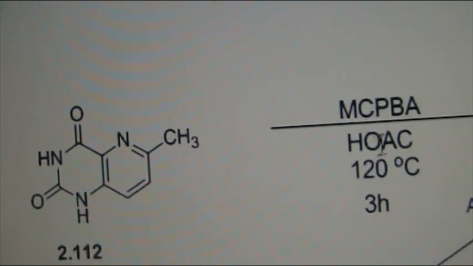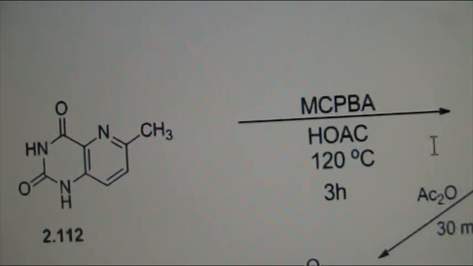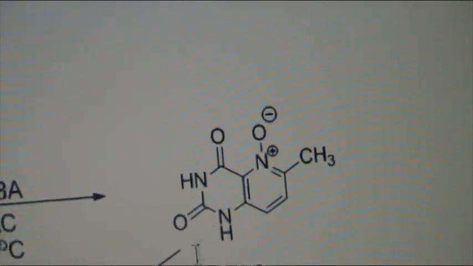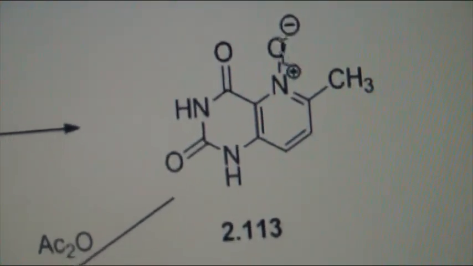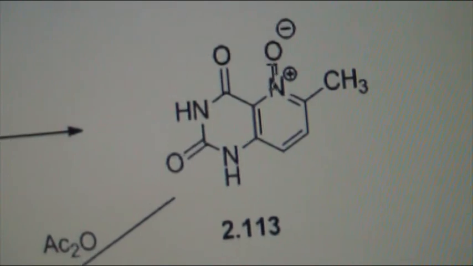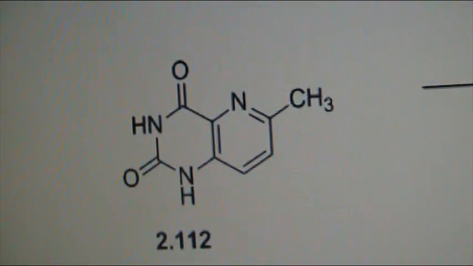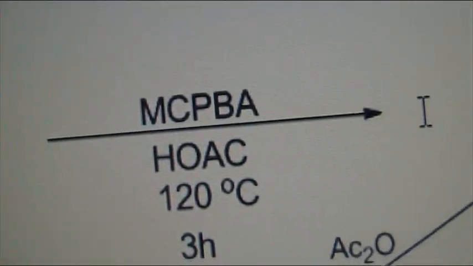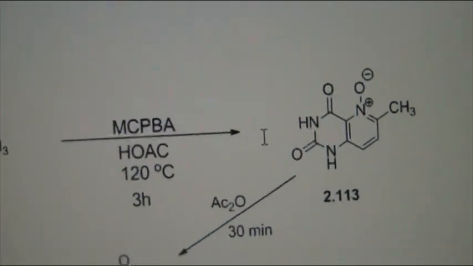And using MCPBA, acetic acid, 20 degrees centigrade, you get this one, the anhydride. So this is the anhydride. What difference can you see here? The difference is only the anhydride and plus O. If you go back, this is the same molecule. The only difference is just using these reagents, and you got this anhydride.